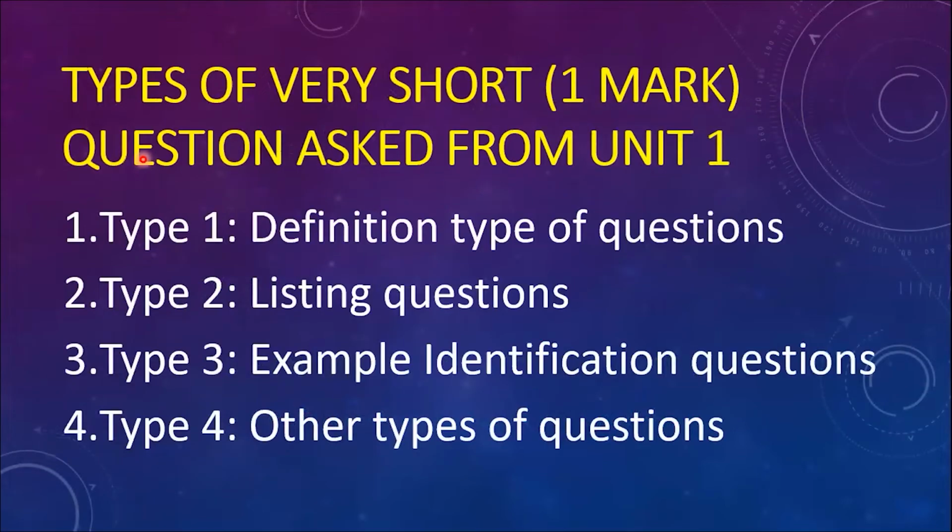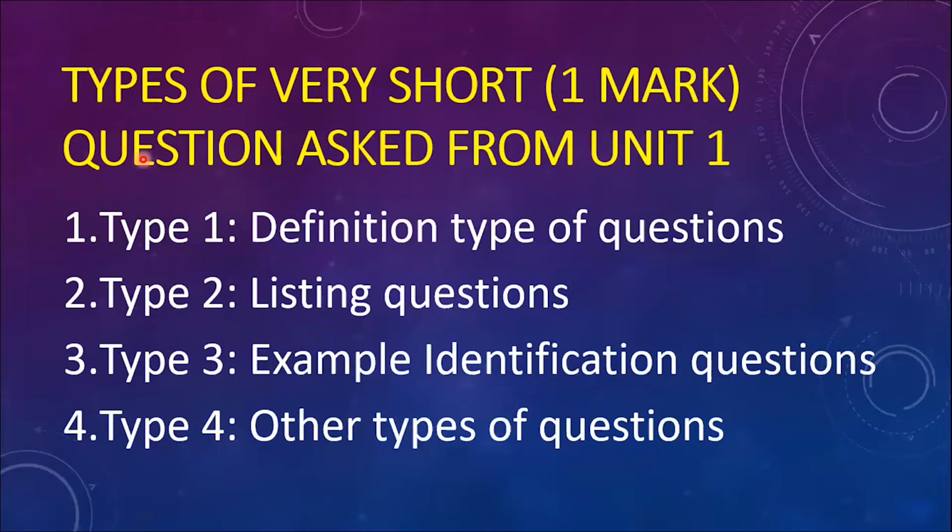Okay, so we have three groups of questions in the HPE subject: environment, population and health education. The first group is group A, where 11 questions are asked. They are very short questions which carry 1 mark. Group B has 4 mark questions; they are short questions and there are 9 of them. In group C, there are 4 long questions which are 7 marks. Among them, today we are going to talk about the 1 mark questions from this Unit 1.